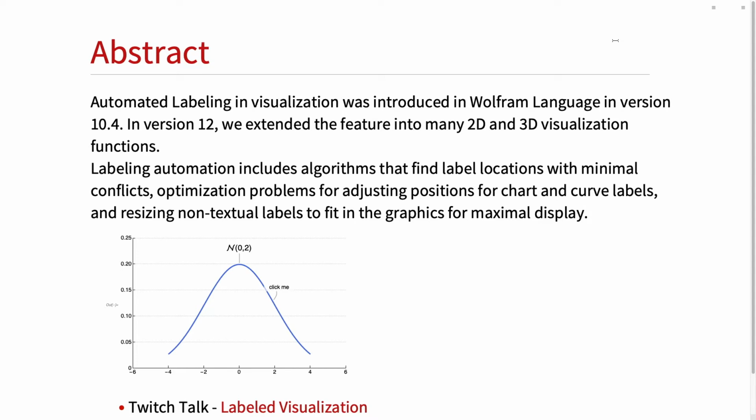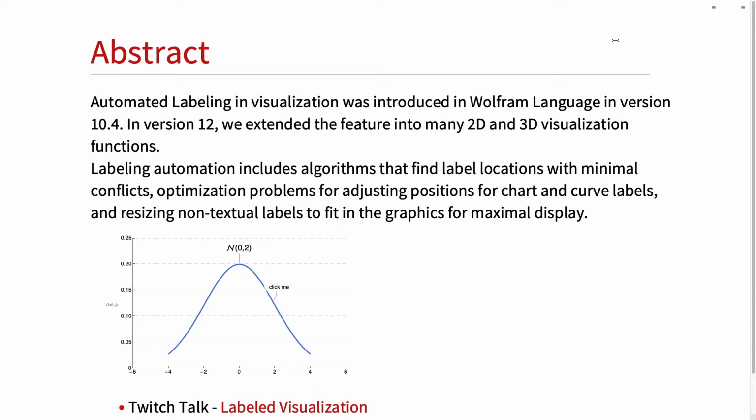So today I'm going to talk about automated labeling in visualization. This is probably part 4. I will mostly review what we have done before version 12. I will talk about what kind of automations we have, and also what factors the automation is considering.